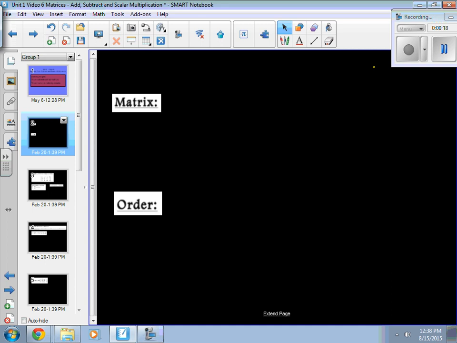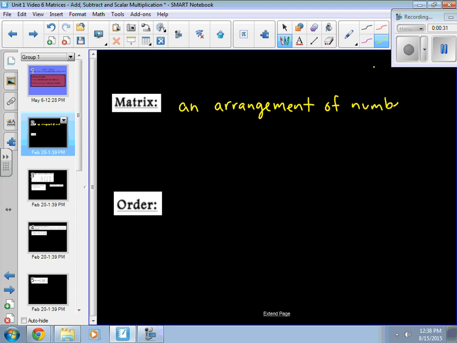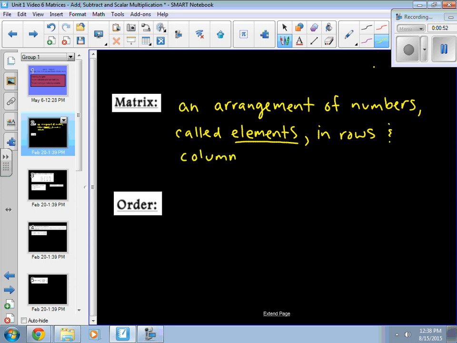A matrix. When we talk about a matrix, it is an arrangement of numbers. And we call these numbers elements. So elements are numbers in the matrices, and they're arranged in rows and columns. Okay, rows being across, columns being up and down.